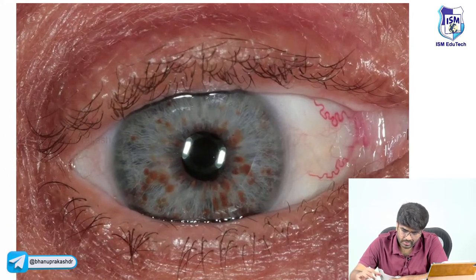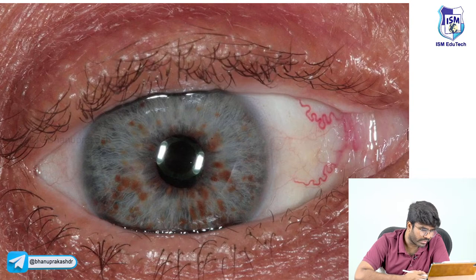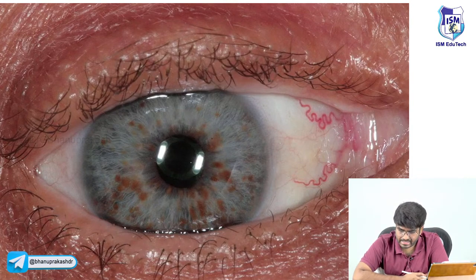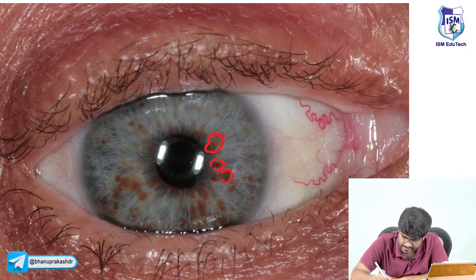Now after that, what are you able to see here? What are you able to see on the screen? These are the eyes. Now, in these eyes, you can see these pigmented areas in the iris.